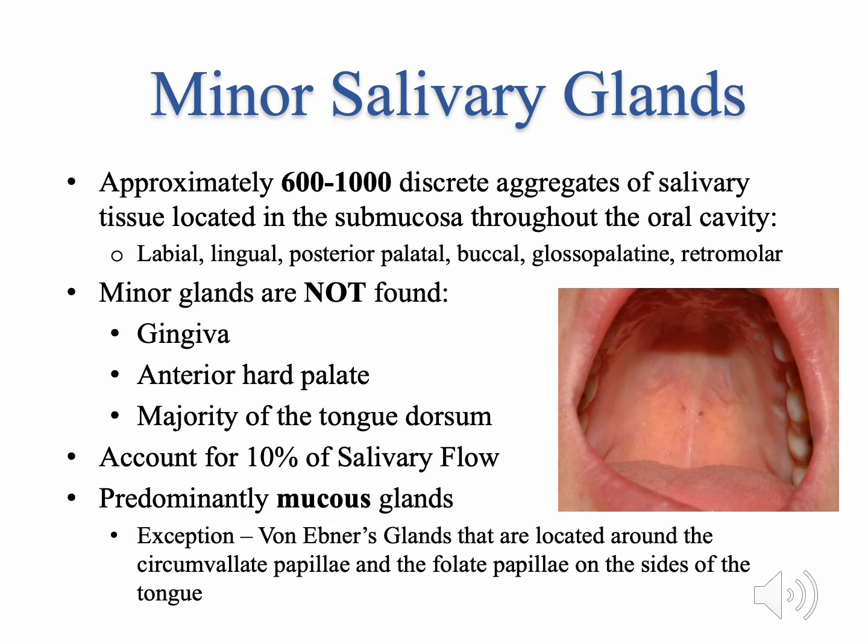So the one exception would be the serous glands of von Ebner. Salivary glands typically are mucus glands, and these serous glands of von Ebner are our only exception. Minor salivary glands account for roughly 10% of our salivary flow.